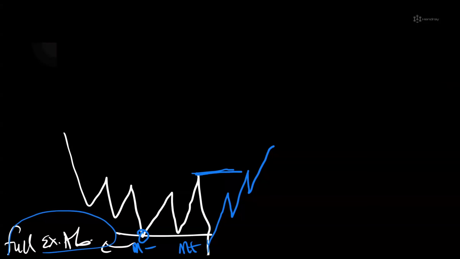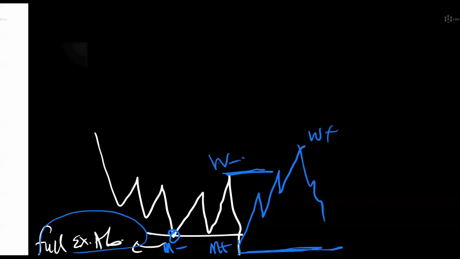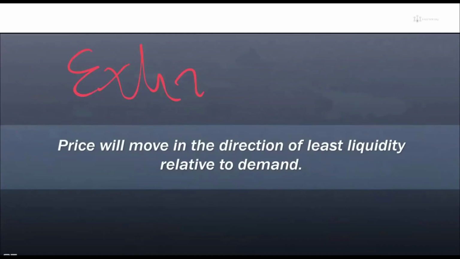But at this high here now, if let's say what we now have is even weekly, if you have something that seems like even weekly full exhaustion absorption here, W minus, W plus, this cannot come and raid this low. It cannot. Why? Because of this. Back to the basics. Price moved in the direction of least liquidity relative to demand.